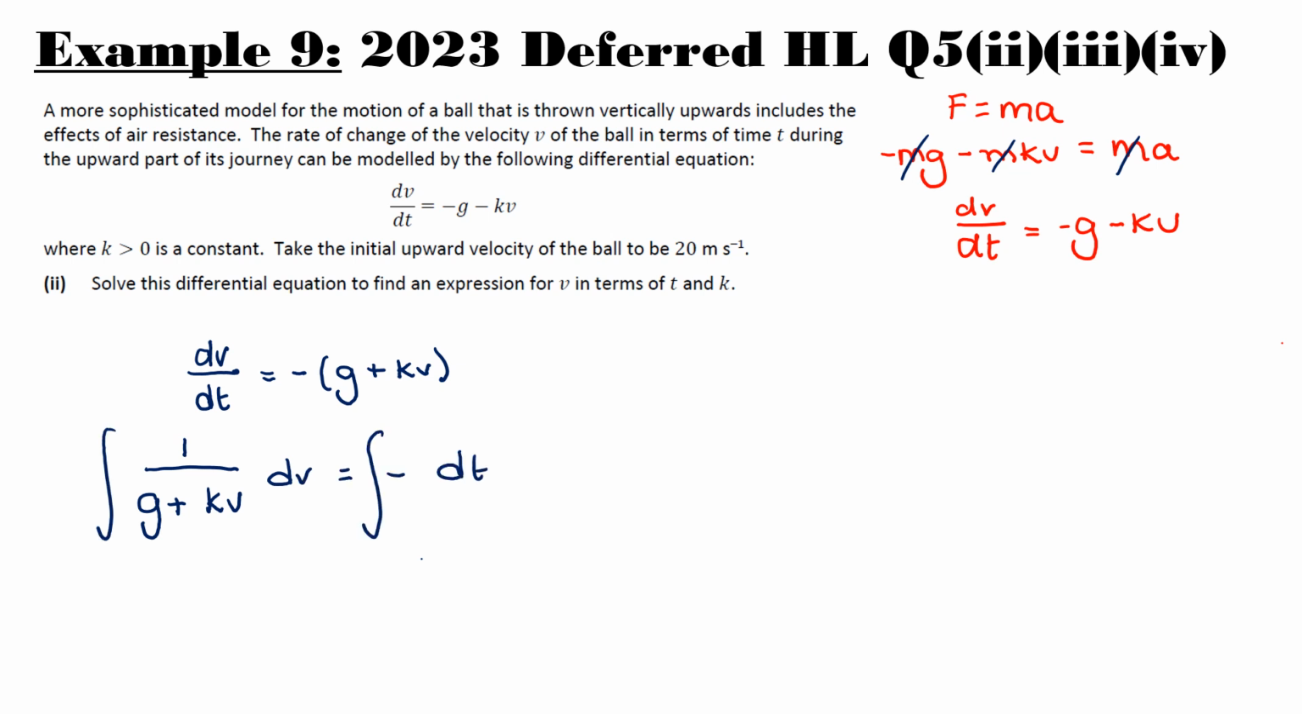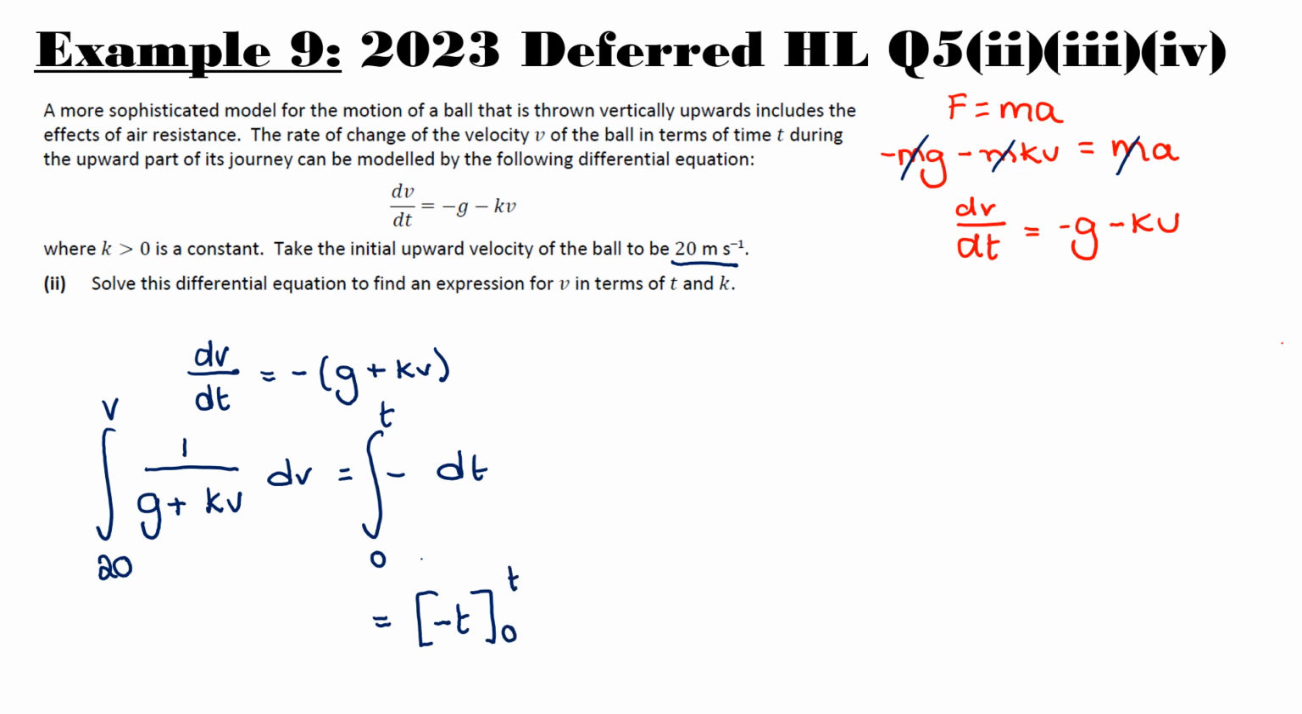And we're going to integrate both of these. We're told that the initial upwards velocity is 20. So when t is 0, we have velocity of 20. And we're trying to figure out when the time is t, what will be an expression for v. So that right-hand side is very straightforward. It's going to be minus t. I like to leave my minus on that side, but it's absolutely fine to bring it to the left if you want.